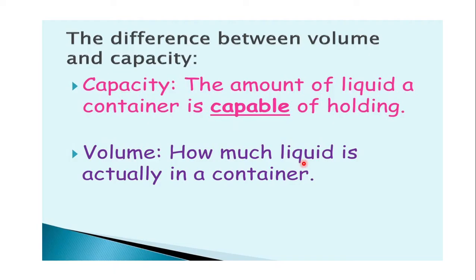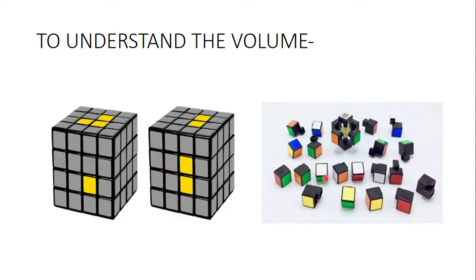So we'll just see the definition of them. The capacity is the amount of liquid a container is capable of holding or designed for holding, whereas the volume is how much liquid is actually present in the container. When you write the units for the volume of liquids, we generally use milliliters and liters.